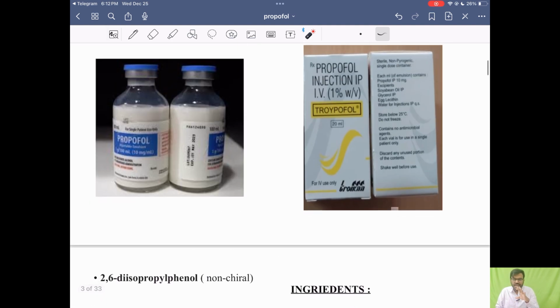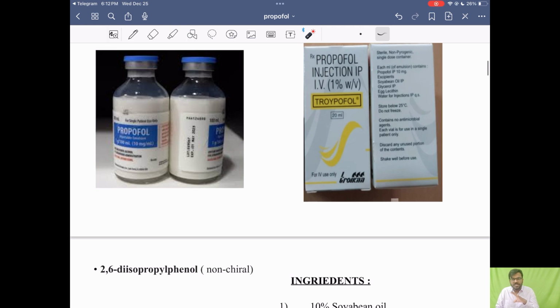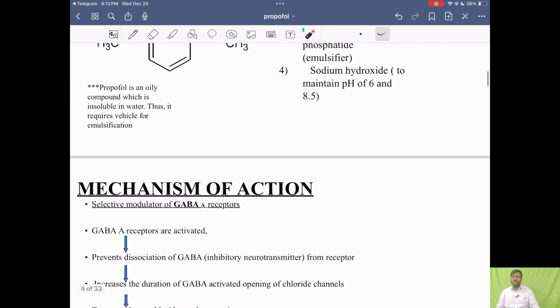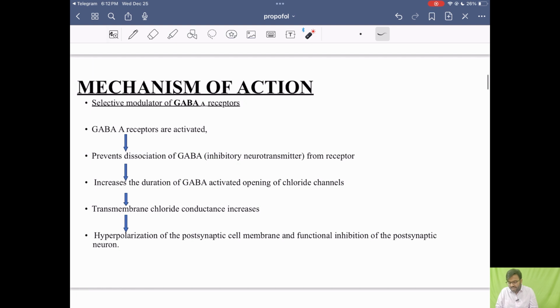Next, we are going to talk about its mechanism of action. We are going to talk about its clinical effects. We are going to talk about how we use it in induction and maintenance. And at the last we are going to talk about its side effects. Moving on, now we are going to discuss the mechanism of action.